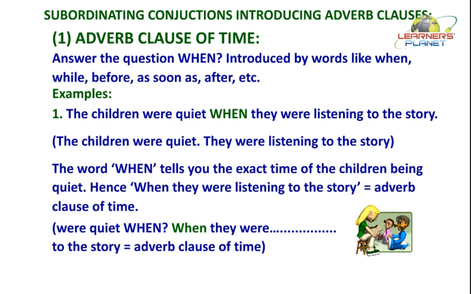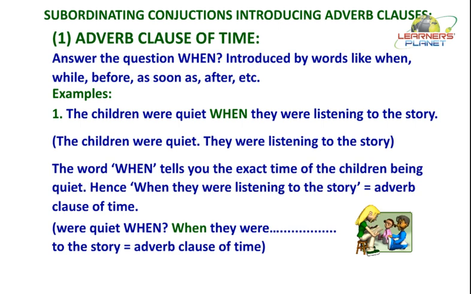Just like subordinating conjunctions introduce noun clauses, they introduce the various adverb clauses too. While there is only one type of noun clause, there are 6 main types of adverb clauses. Let us look at each of them in turn.